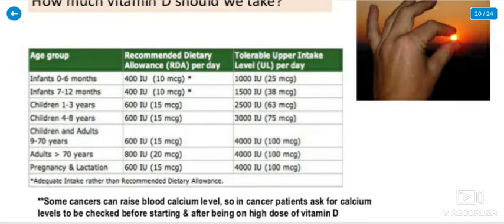Some cancers can raise blood calcium levels, so in cancer patients, ask for the calcium level to be checked before starting and after being on a high dose of vitamin D.